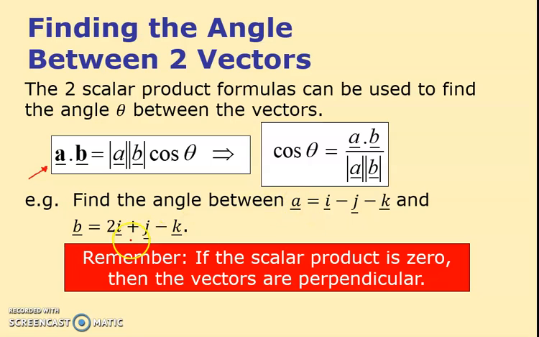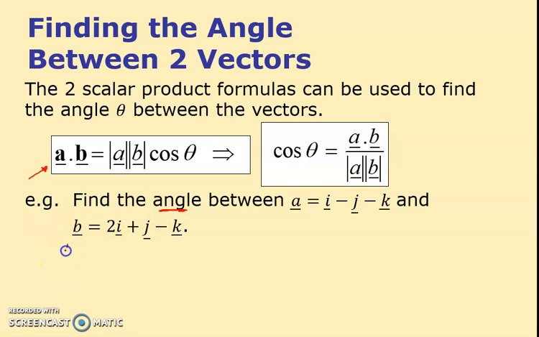We've got a vector A and a vector B, and if the scalar product is 0, remember the vectors must be perpendicular. Okay, we'll find it. If it's 0, we'll know it's perpendicular. I want the angle, so let's go for it. My first job is to write this down as a column vector: A is 1, minus 1, minus 1, and B equals 2, 1, minus 1.